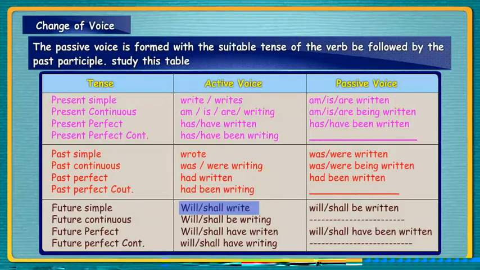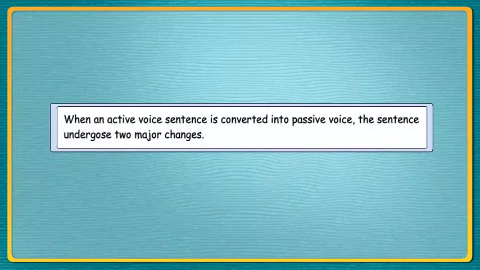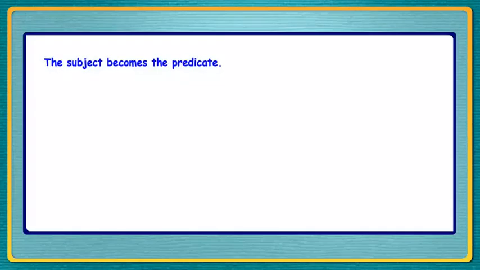Future simple, will or shall write; will or shall be written. Future continuous, will or shall be writing. Future perfect, will or shall have written; will or shall have been written. Future perfect continuous, will or shall have been writing. When an active voice sentence is converted into passive voice, the sentence undergoes two major changes. The subject becomes the predicate. The verb is changed into past participle.